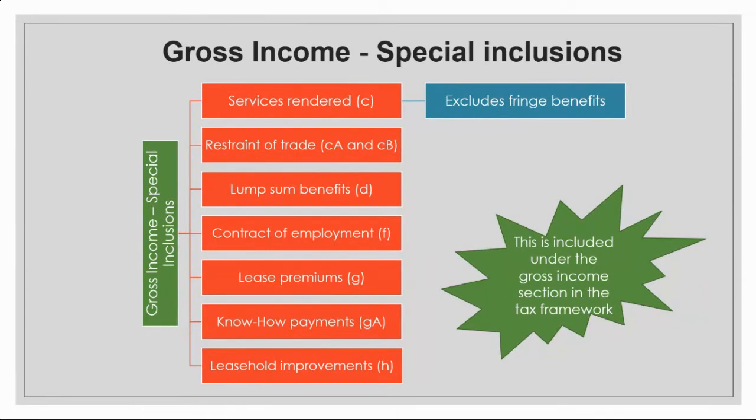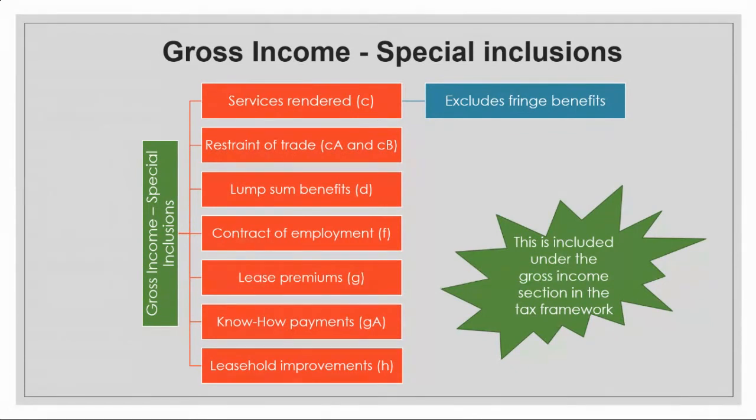Then you've got your restraint of trade is included as a specific inclusion, and it is over the longer of the 3-year period or the contract that was concluded. So if the restraint of trade contract is for 2 years, you'll actually apply a 3-year period, whereas if it's longer, you would apply the longer period. Lump sum benefits, now that can be based on employment, it can be from insurance, whatever the case may be. Those would also be specifically included.